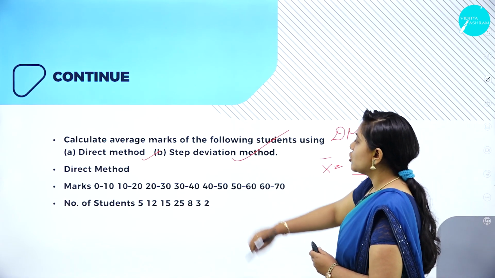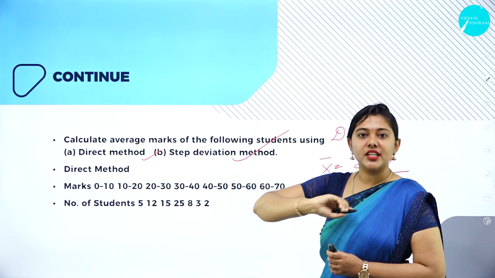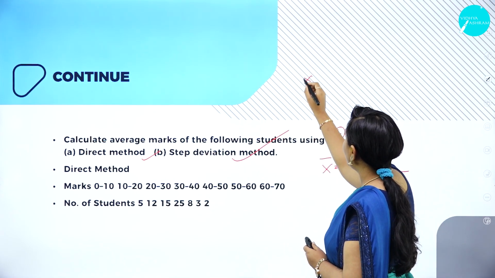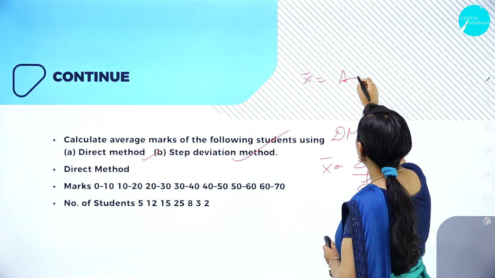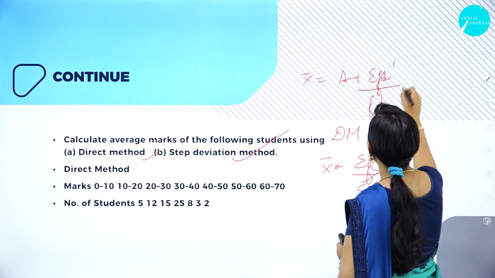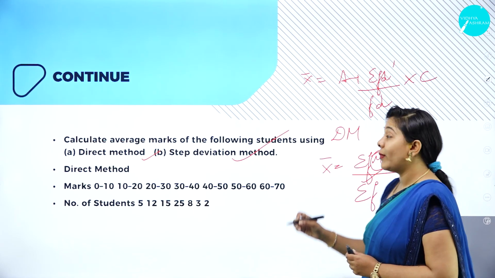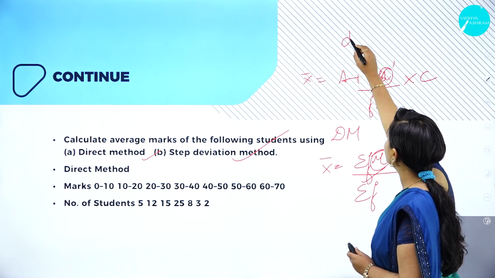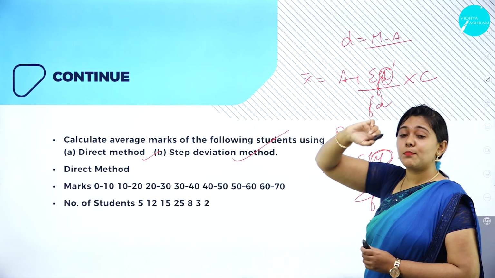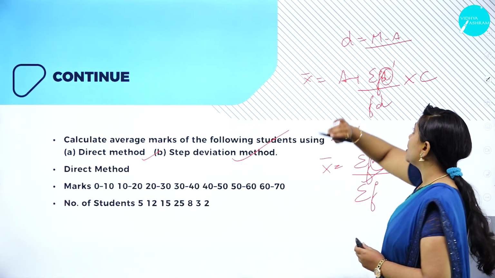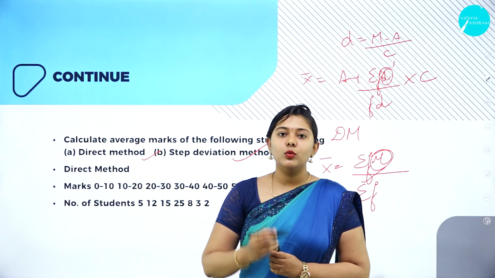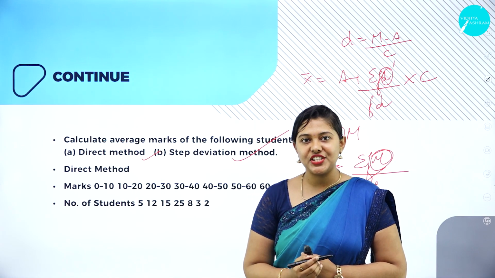So what is the step deviation formula? It is similar to your discrete series formula. The only difference is midpoint. So x bar, that is mean, is equal to a plus sigma fd dash divided by sigma f into c. In order to find the deviation here, it is not x minus a divided by c, here it is m minus a divided by c. That is the thing we have in your step deviation method.